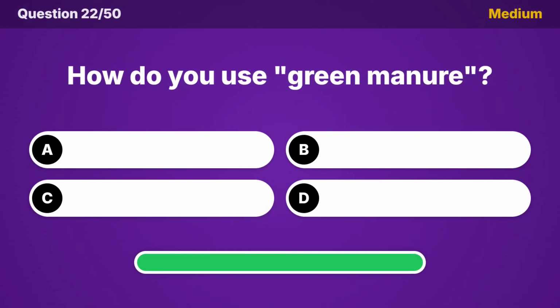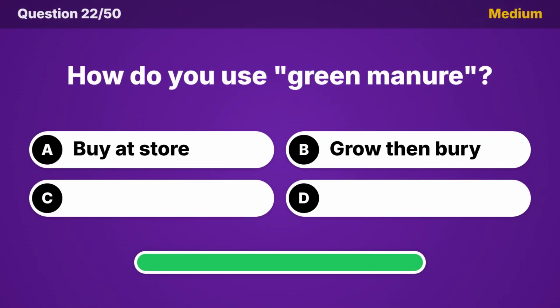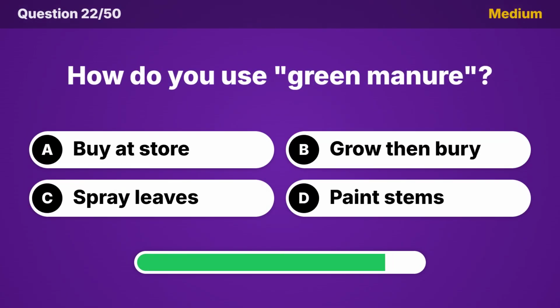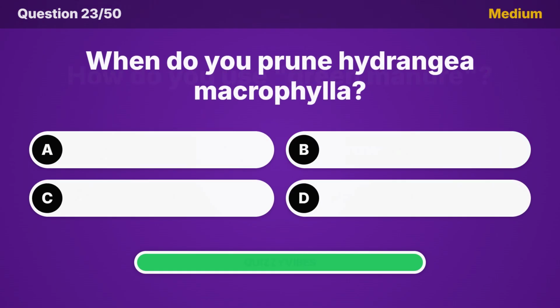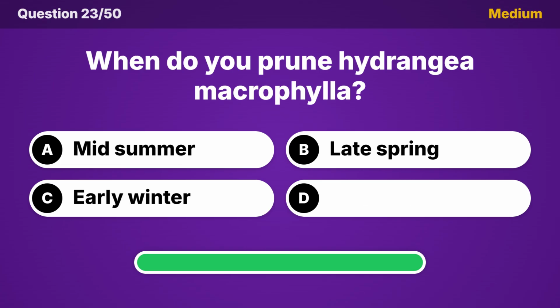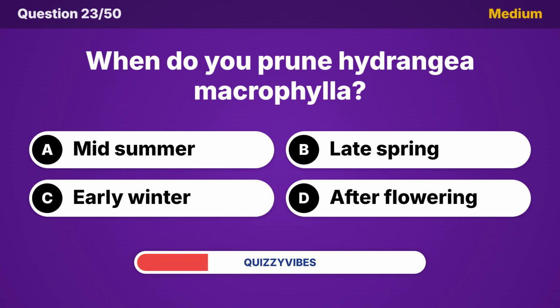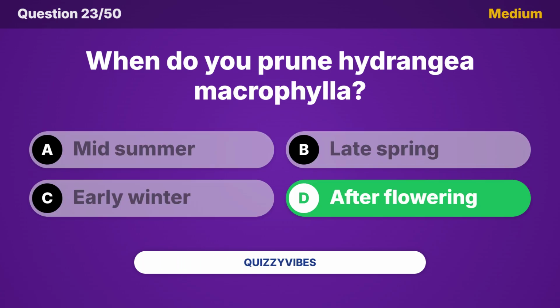How do you use green manure? The answer is grow then bury. When do you prune Hydrangea macrophylla? Did you guess it? The answer is after flowering.